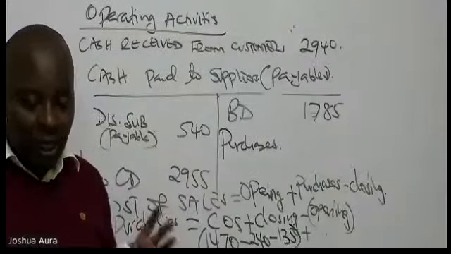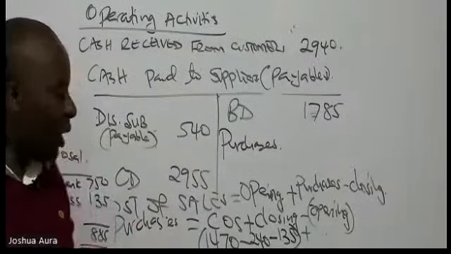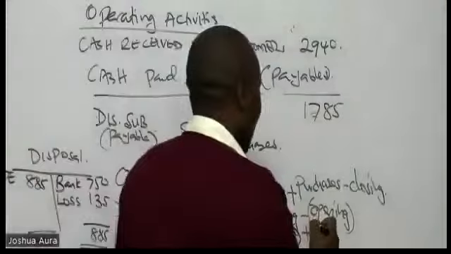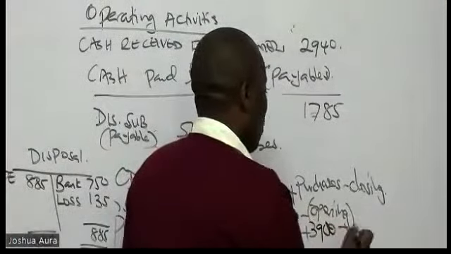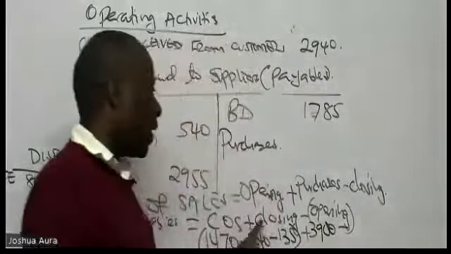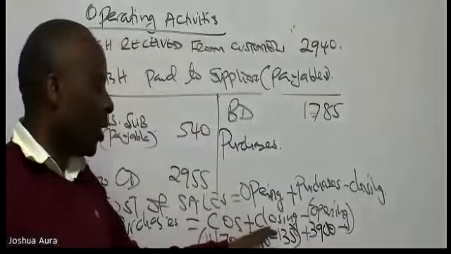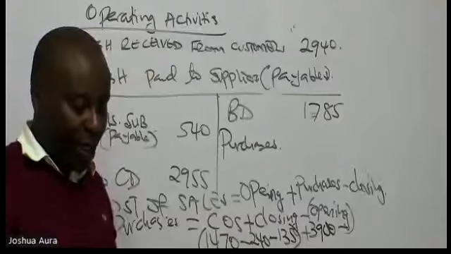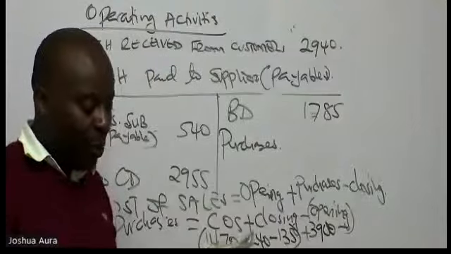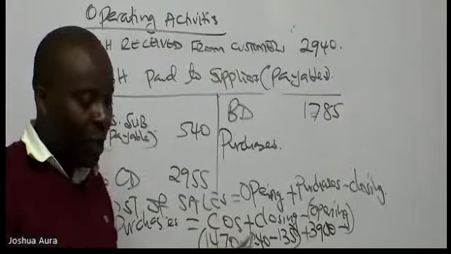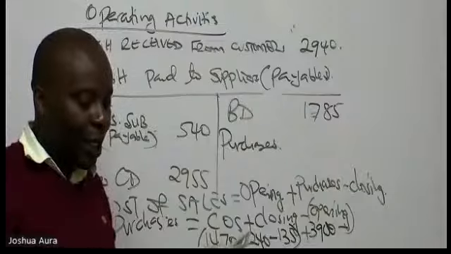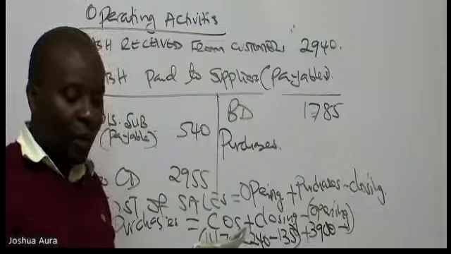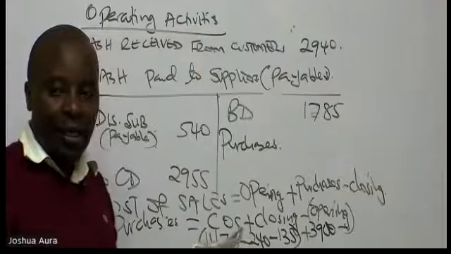It's only one student who has answered that. The closing inventory is 3,900. Please write this in full so you avoid confusion. These are inventories. So closing inventory is 3,900 minus the opening inventory. Are you able to see the opening inventory under current assets?